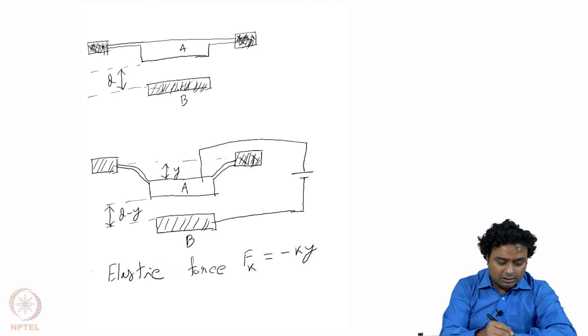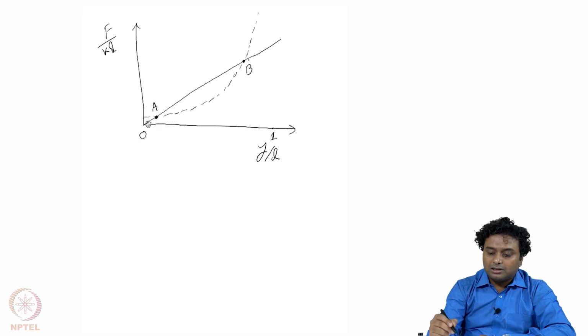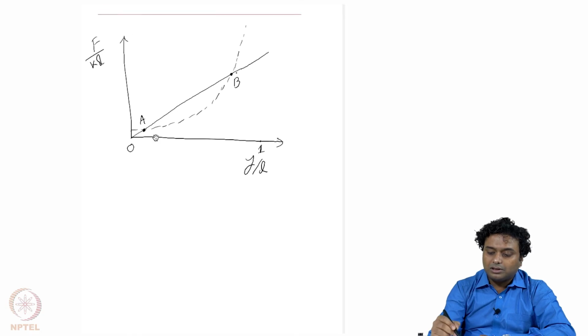Now, as the top plate is pulled down, the elastic force increases because the deflection is increasing. F is equal to Ky, and as the deflection increases, the elastic force increases. So at some point this elastic force becomes equal to the electrostatic force. So this is one of the solutions.